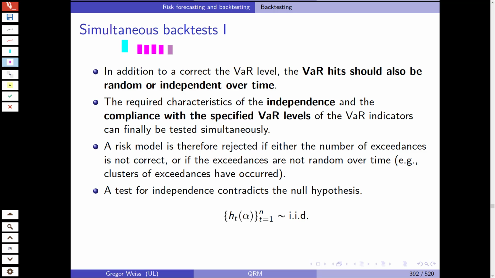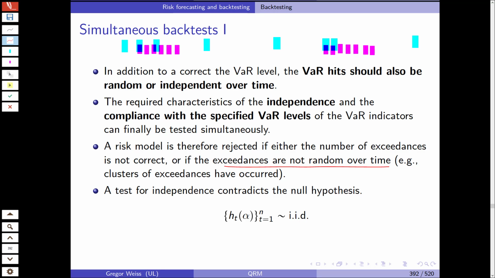If we have VaR exceedances like this, this is not random over time. This is clustered. This is not nice. So it should rather look like this. So it's random over time. And these two factors can lead to the rejection of the VaR model. The number is not correctly specified, and it is not random over time. So the number of exceedances is not correct, or the exceedances are not random over time.